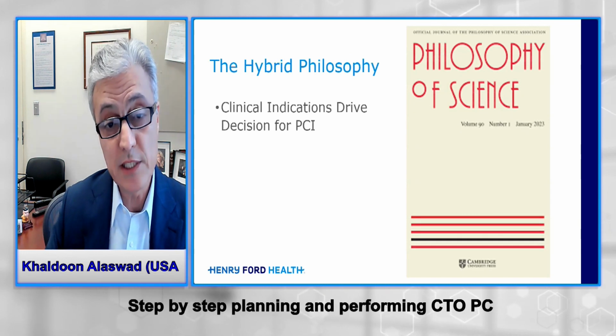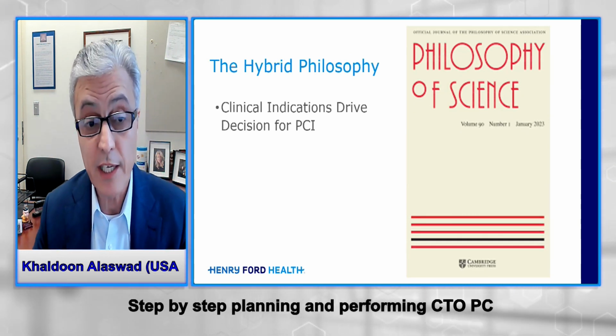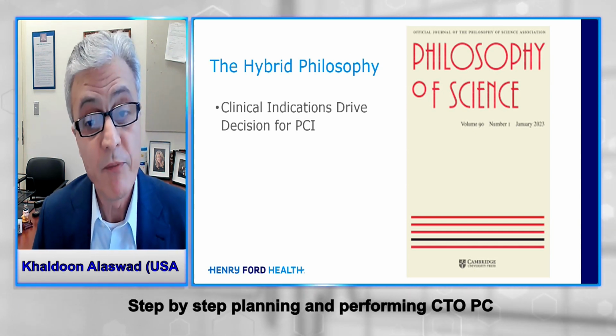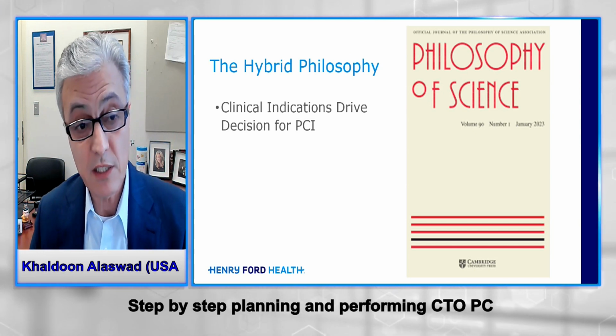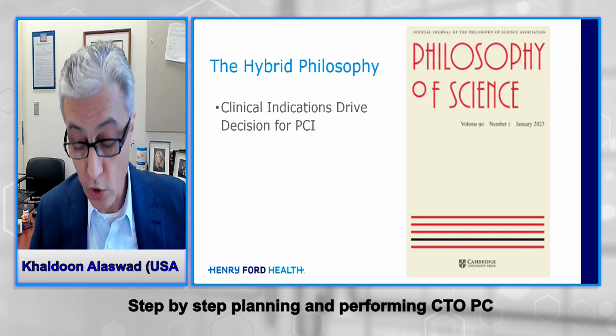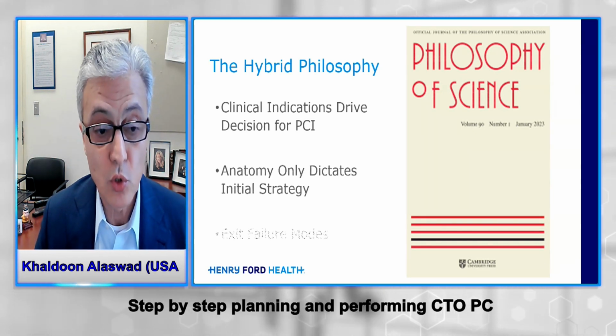The philosophy is when you are doing a CTO PCI, you should basically proceed with CTO PCI if there is a clinical indication, not because of the anatomic difficulty. You should tell the patient, you need a revascularization. If you can do it, you can. If you can't, you send them to someone else who could. The anatomy only dictates the strategy, how to open it.